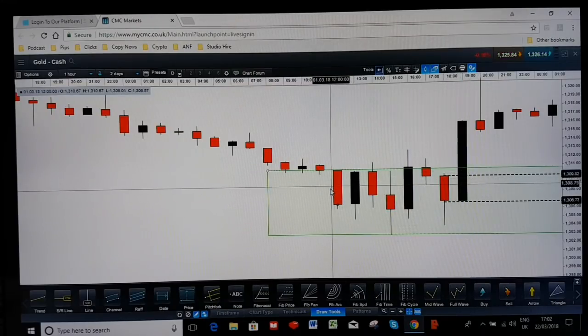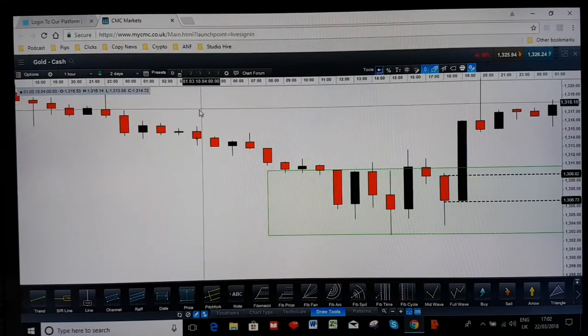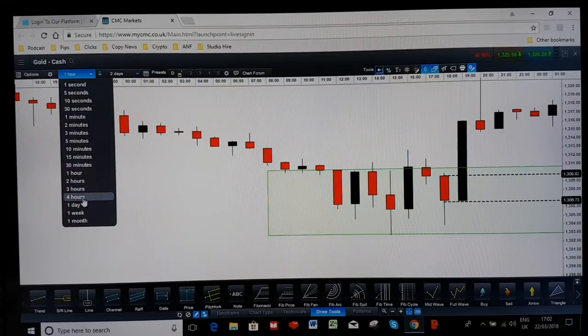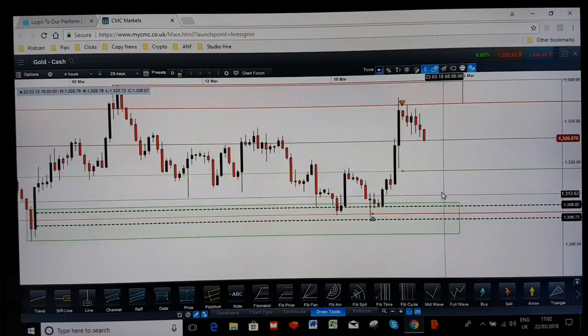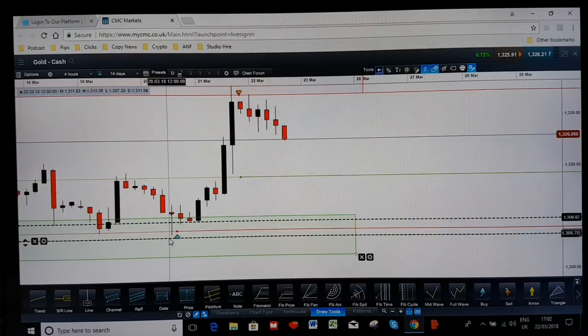So a 3 pip risk, right? 3 pip risk I did on this trade. But look at the entry. Look at that. Look at that. I didn't even risk 3 pips. I risked 2 pips in this trade because I went as deep into the zone as I possibly could.